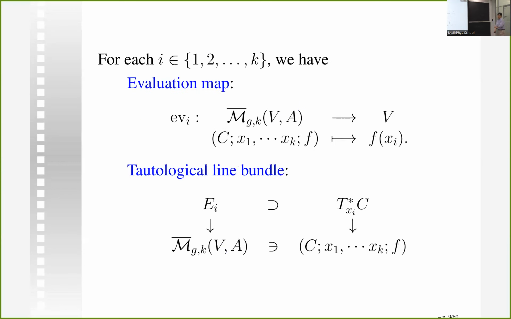It has similar structures to the moduli space of curves. First, if we fix an integer i from 1 to k, we have this evaluation map. This is a map from the moduli space to the symplectic manifold V. It maps each element to the image of the ith marked point under this pseudo-holomorphic map. Okay, so that's the evaluation map. There are also topological line bundles, as we had before. The fiber of this line bundle over this element is just the cotangent space of the domain curve at the ith marked point.